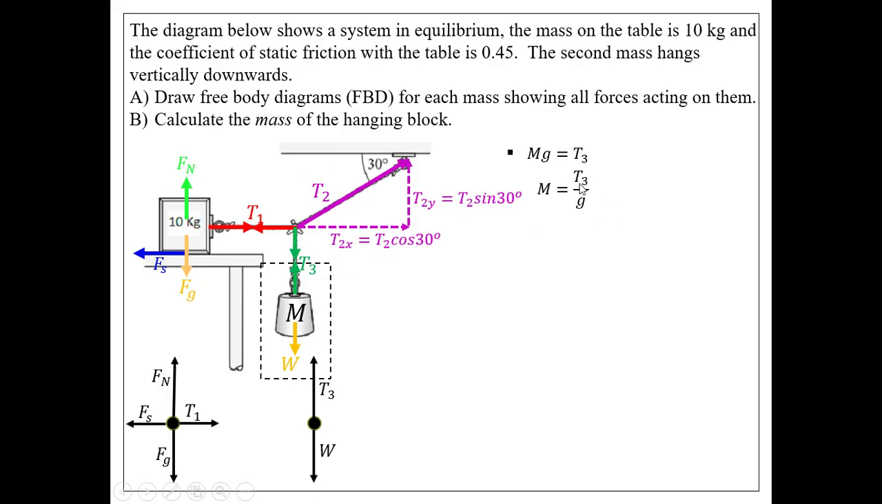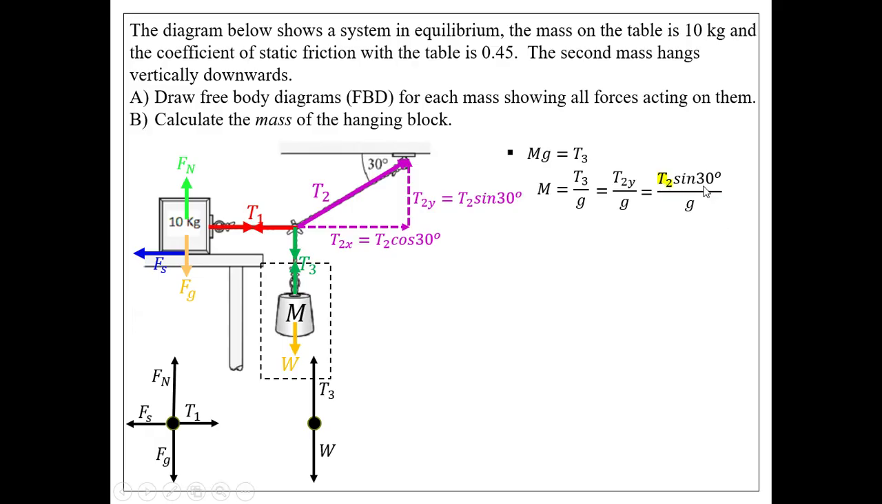So therefore, I can replace T3 with another true statement, and that is T2Y. T3 is pulling it down, T2Y is keeping it up. They are equal because nothing is moving. Now, I can break up T2Y into its statement. Earlier, I stated that T2Y is T2 sine theta, or sine of 30 here, because the diagram gives us the angle touching the x-axis, and T2Y is the opposite, so a sine. So I can substitute out T2Y for a true statement, that is T2, the hypotenuse, times sine of 30.